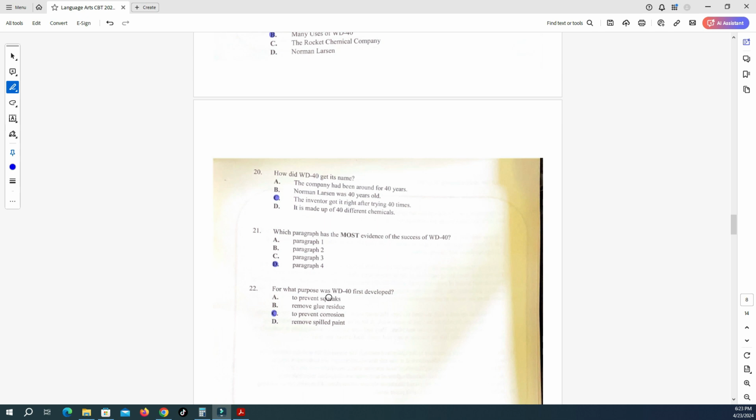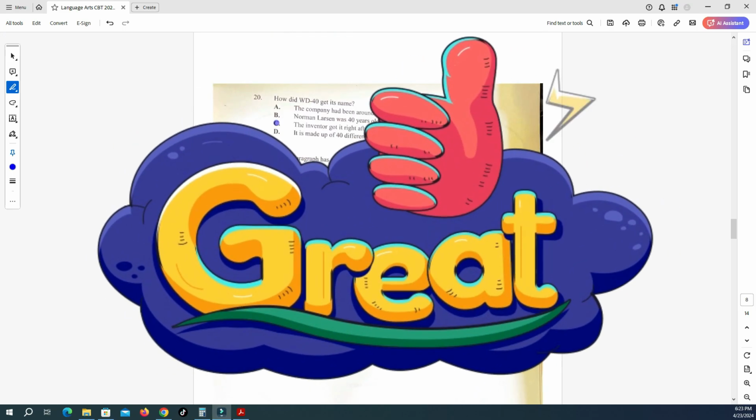What do you think? Number 22. For what purpose was WD-40 first developed? It was to prevent corrosion. So I chose that, which is C.